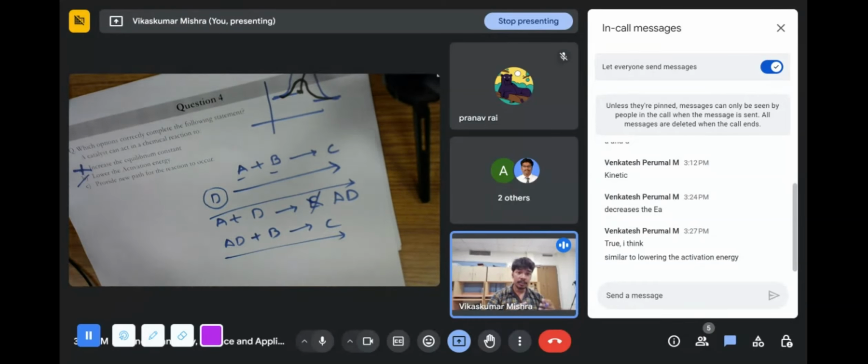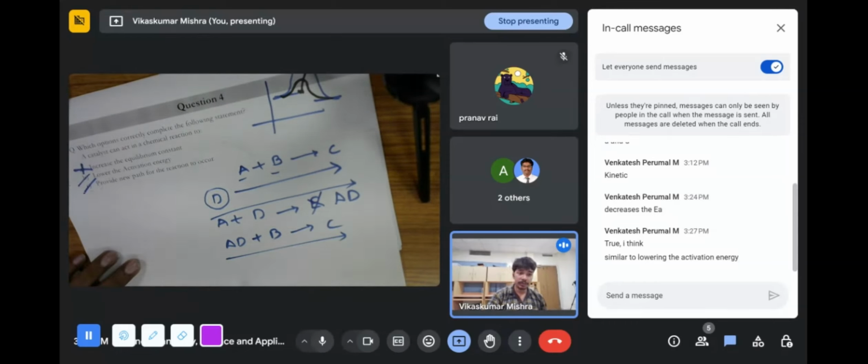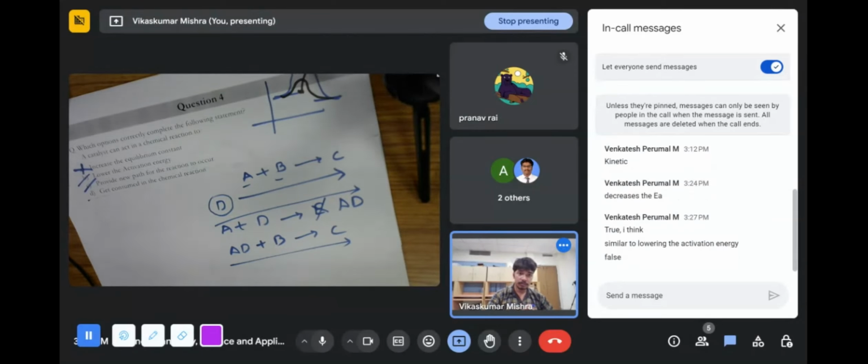It can supply a surface for our reaction to occur and facilitate it in that way, or it can make some bonding and participate in the reaction in this way. So we can see that this C option is a correct one. Perfectly right. What about D? Get consumed in the chemical reaction. Does it get consumed? False.